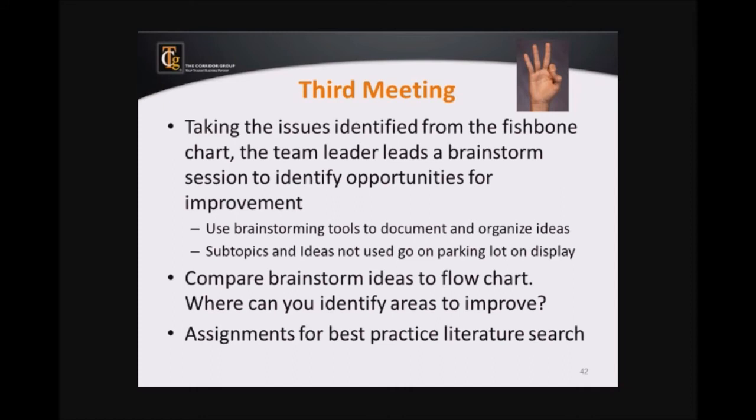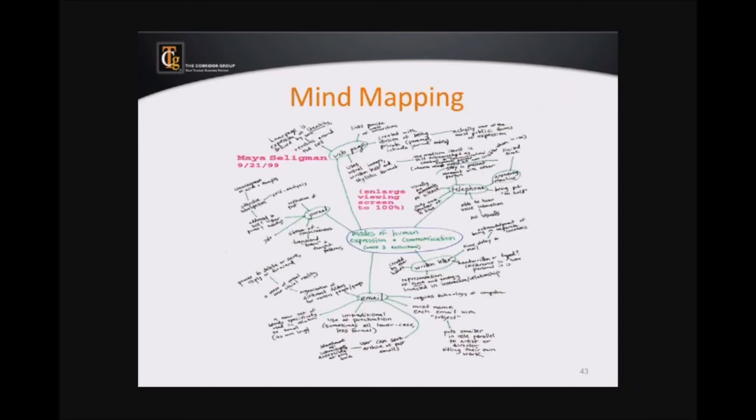By your third meeting, or perhaps a fourth, depending on the complexity of your process, you'll be able to finish your brainstorm. The desired result is to have as many viable ideas as possible, even if they are still pie in the sky stage. Have team members compare the brainstorm results with the current flowchart process. How can these ideas fit into the flowchart? As a preparation for the next meeting, the team leader may wish to assign literature searches on improvement ideas to members of the team.